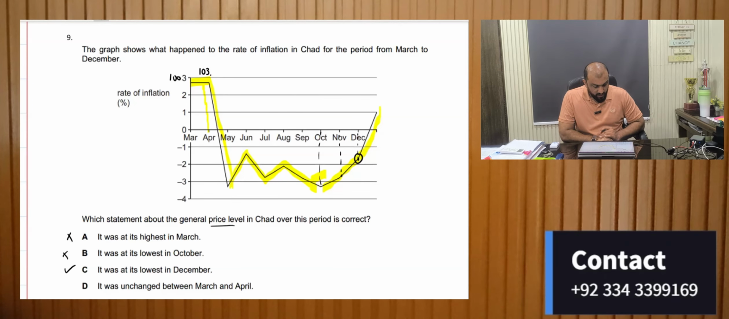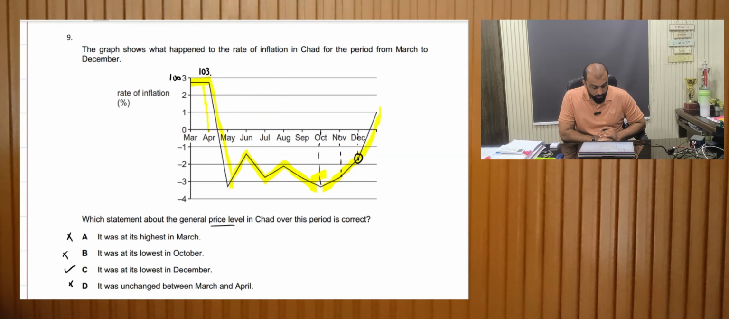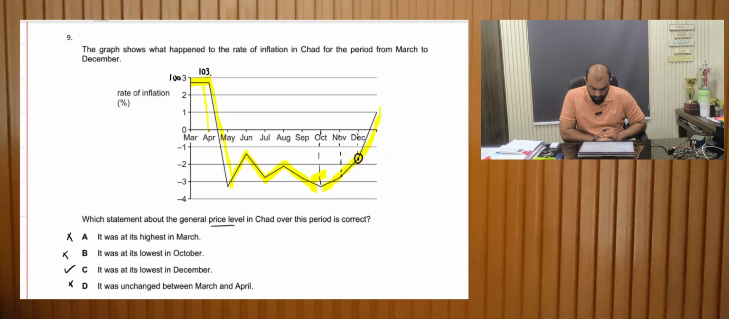It was unchanged between March and April. Well, this is also incorrect because March we discussed is 100 and in April the prices are 103. All right, so let's move on.